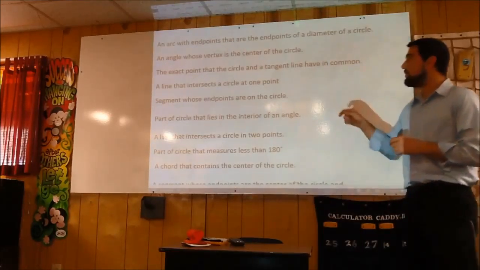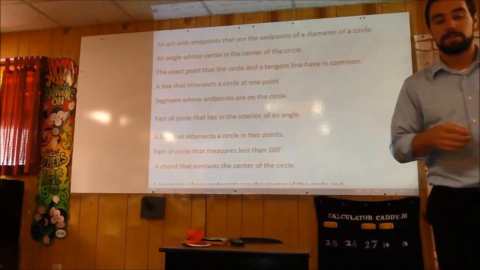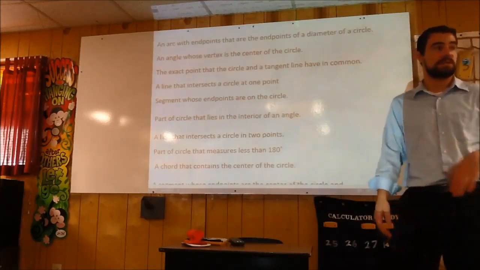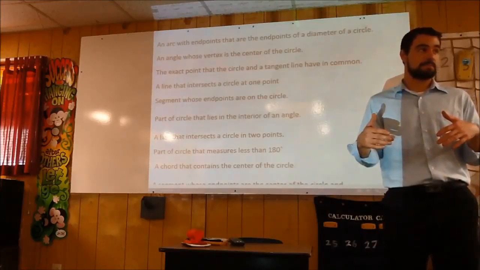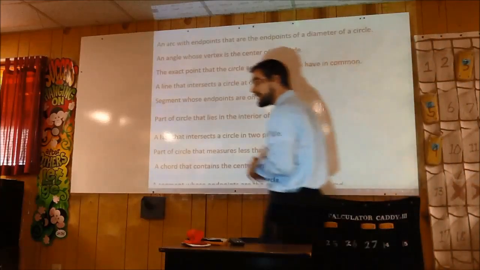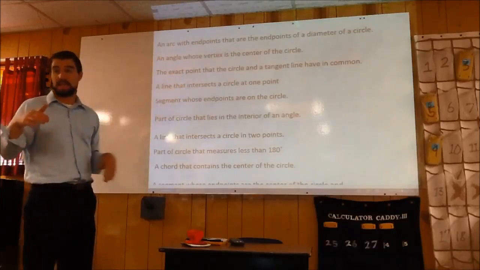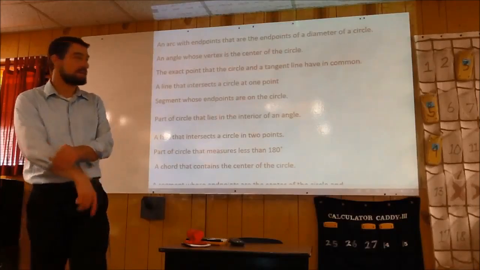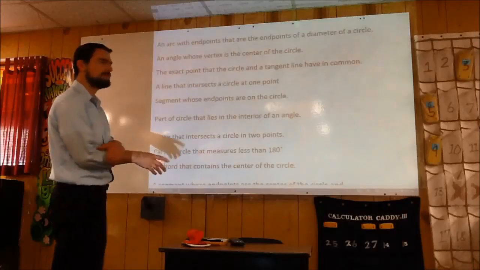Number 3, the exact point that the circle and a tangent line have in common. What is that? Point of tangency. And if I were to draw a radius to that point of tangency, what is the relationship between the radius and that tangent? What do we call those two objects if they form a right angle? Perpendicular. So if you draw a radius to a point of tangency, the radius and the tangent will be perpendicular. We have a theorem about that and proved it in your notes the last 2 classes.